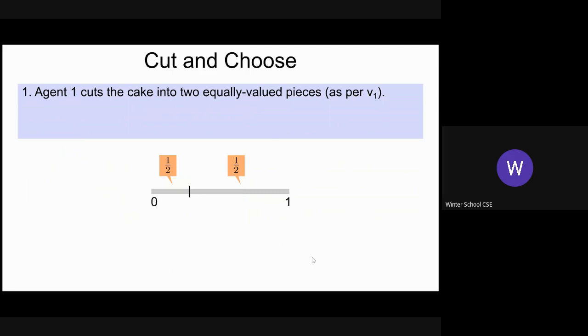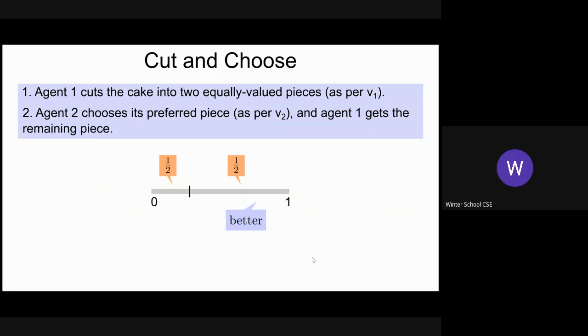It's a cake, right? And now we invite agent two and ask, according to your preferences given by V2, which piece do you like better? Maybe agent two says, I like the right piece better. So we give the right piece to agent two, and agent one is left with the left piece. Simple enough, right? Okay, so is this a proportional division? Why? Anyone?